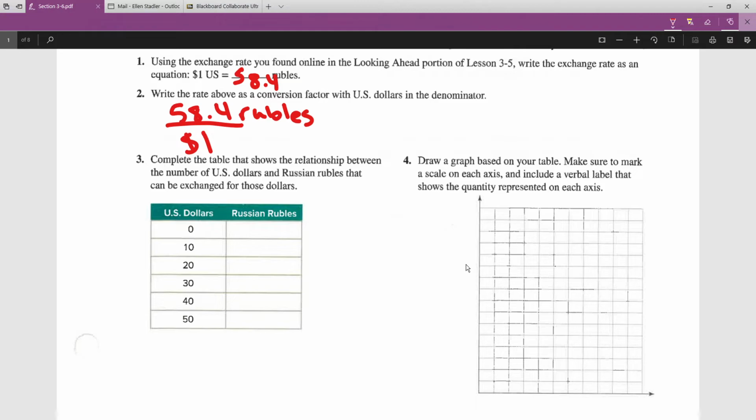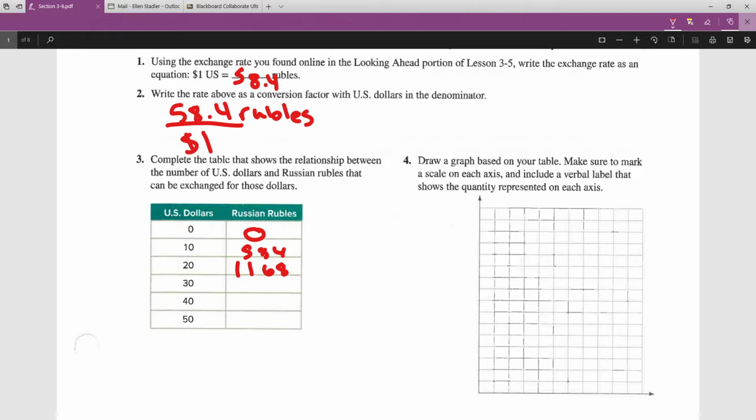So 0 US dollars should be how many Russian rubles? What is 0 times 58.4? Yeah, it better be 0. What is 10 times 58.4? 584. 20 will be 1,168.